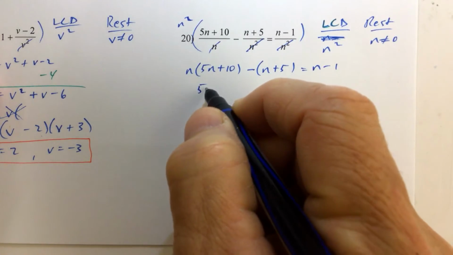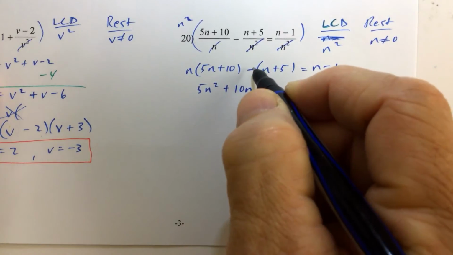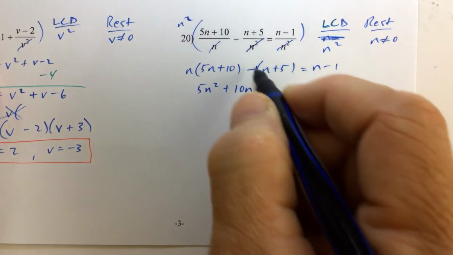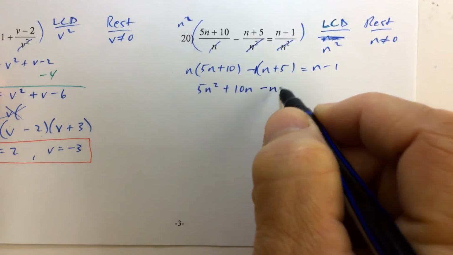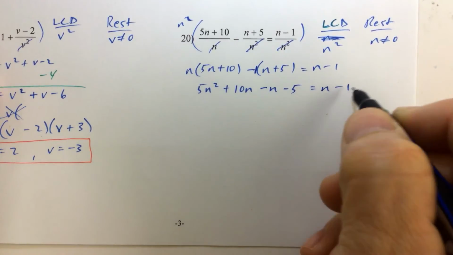So we have to get rid of these parentheses, so we're going to distribute the n here, and we get n times 5n is 5n squared. n times 10 is 10n. Don't forget to distribute this minus sign. It's like a negative 1 times all this. So negative 1 times n is negative n. Negative 1 times positive 5 is negative 5, equals n minus 1.